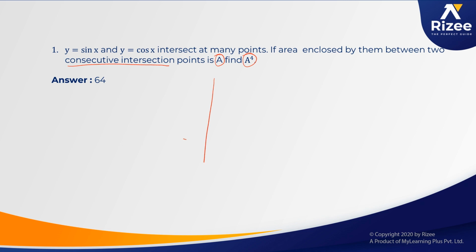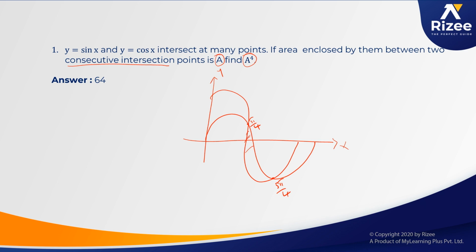First we should draw a graph. Sin x graph and cos x graph. Sin x starts from 0 to 1 and cos x starts from 1 to 0. He is asking between two consecutive points. One is pi by 4 and another one is 5 pi by 4. Between these 2 points, he is asking the area, using upper limit 5 pi by 4 and lower limit pi by 4. We get the formula, integral pi by 4 to 5 pi by 4.